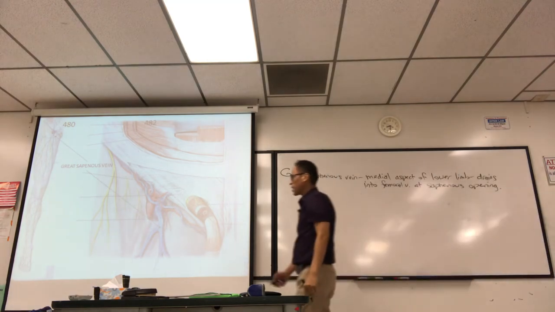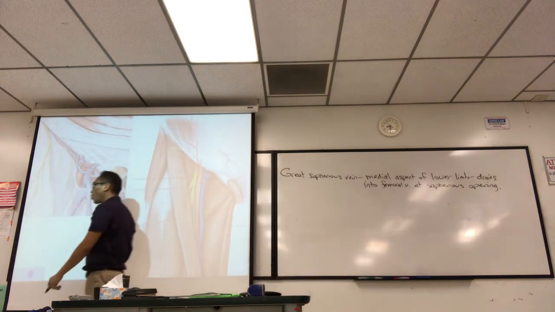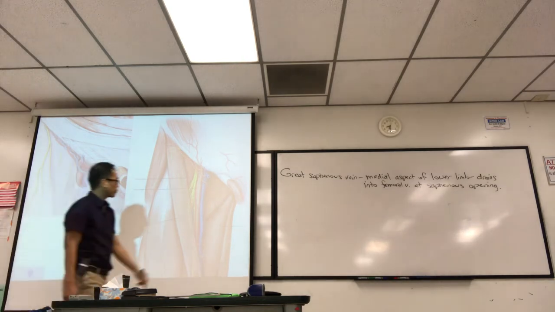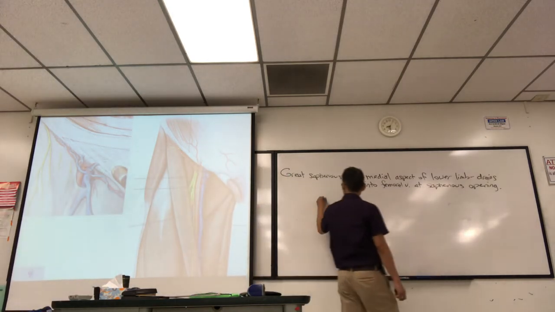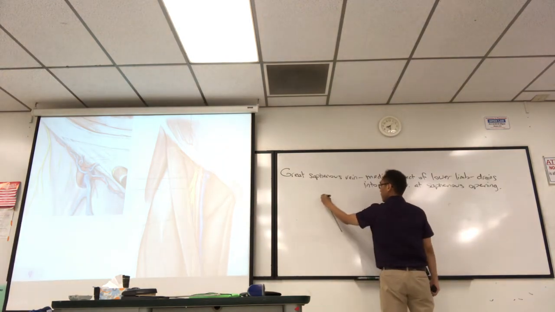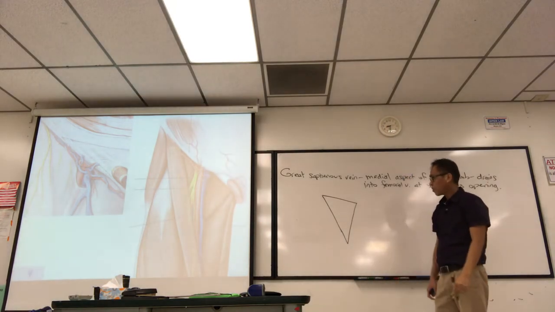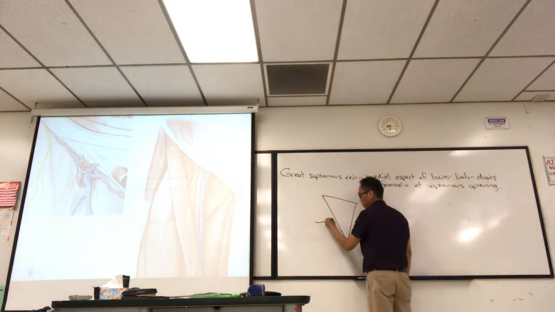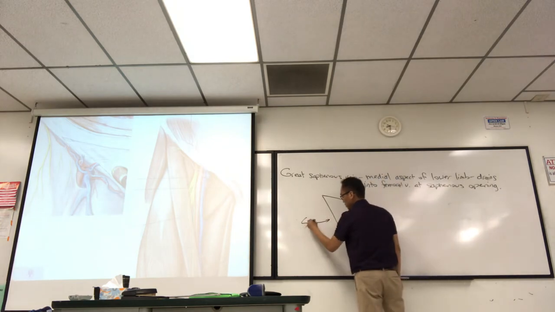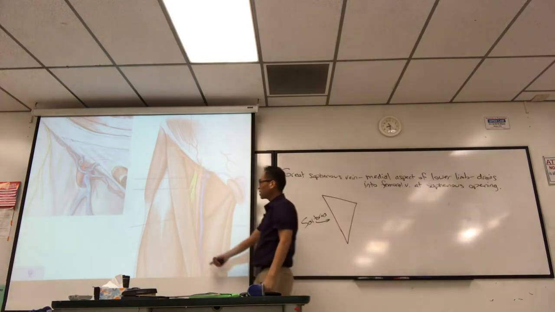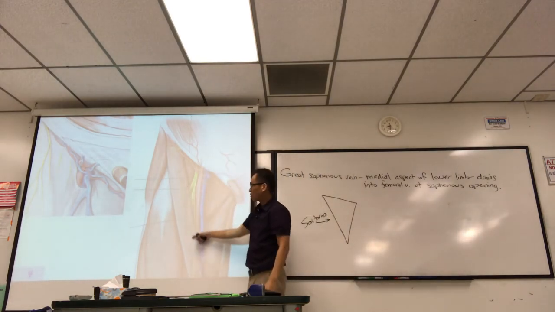So you have to remove the fascia lata to see the full femoral region, in an area called the femoral triangle, okay, and that's shown in the picture on the right. So what you've got is a triangle roughly shaped like this. Well, anyways, this border of the triangle is the sartorius muscle. The sartorius muscle forms this lateral border.